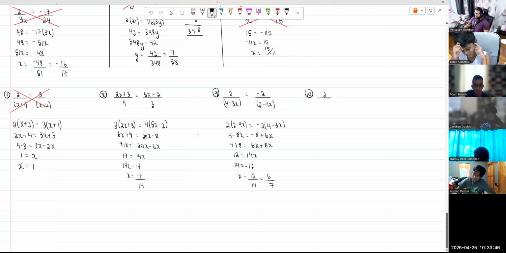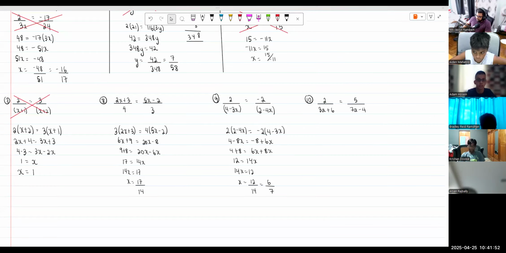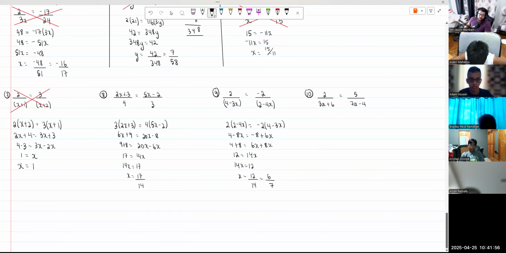2 over 3a plus 6 is equal to 5 over 7a minus 4. Go ahead and tackle this one. Most of you got it correct.